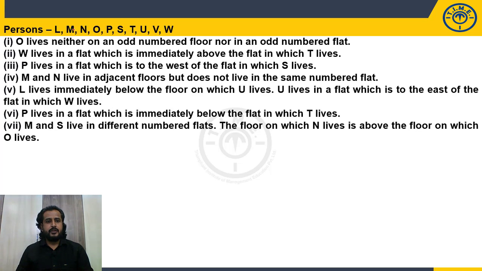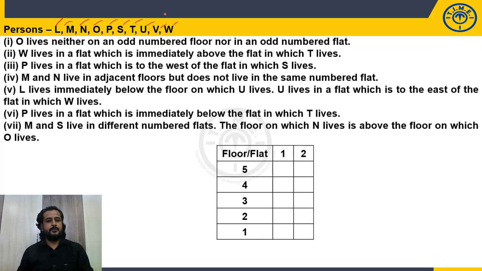How many persons are given? 10 persons. L, M, N, O, P, S, T, U, V, W. Right. How many floors building is it? 5 floors and 2 flats. So get the basic structure. Now here is the basic structure. 5 floors and 2 flats.